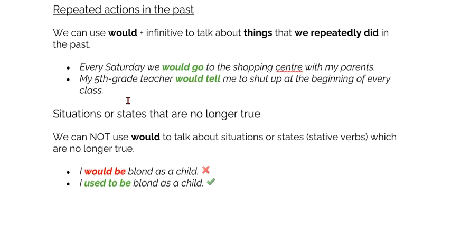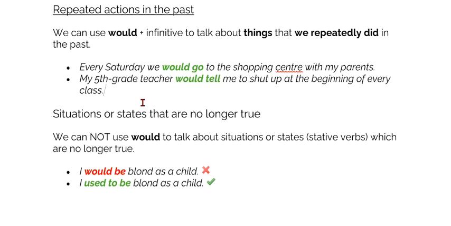Let me give you some examples. Every Saturday, we would go to the shopping center with my parents. We would go means repeatedly. We went every Saturday. Every Saturday in the past, we would go. So, repeated actions in the past. My fifth grade teacher would tell me to shut up at the beginning of every class. Oh my God, what a bad example it is, and of course what a bad behavior by a teacher. But anyhow, it is just an example. And would tell me means repeatedly. He told me to shut up at the beginning of every class. So we can use would plus simple action verbs in order to talk about repeated actions.